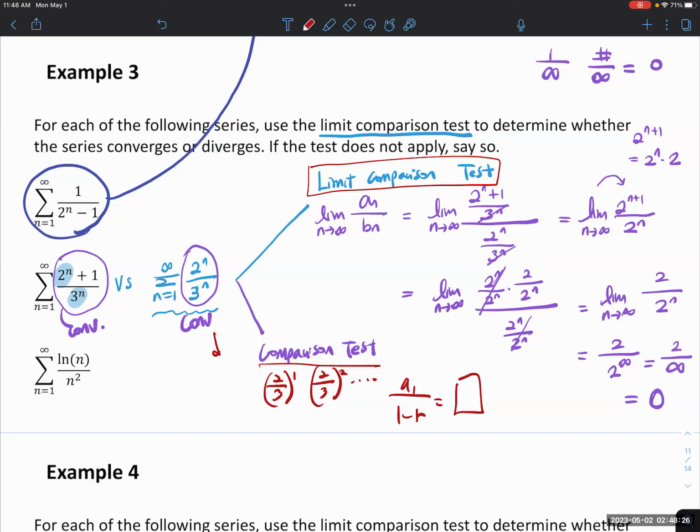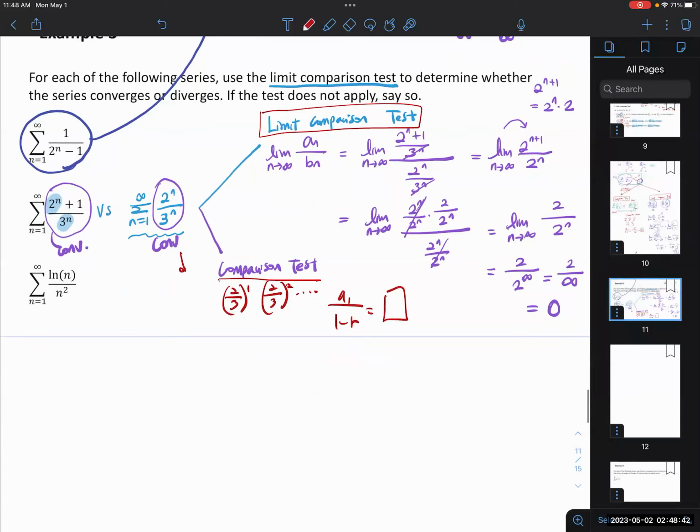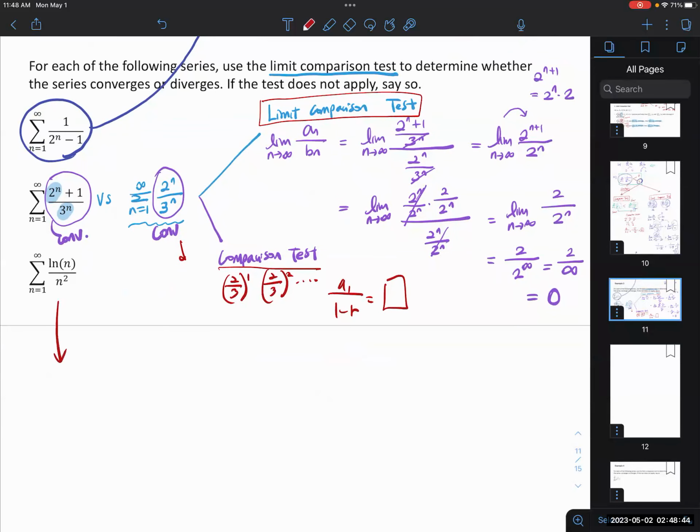I'm showing you another version of the comparison test. All right, one last question for today. The last question. So I'm going to make a space. This one, I'm going to change the color.